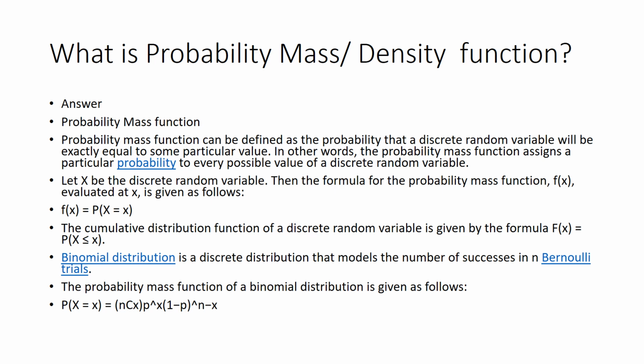Binomial distribution is a discrete distribution that models the number of successes in n Bernoulli trials. The probability mass function of a binomial distribution is given as follows: P(X = x) = nCx p^x (1 - p)^(n - x).